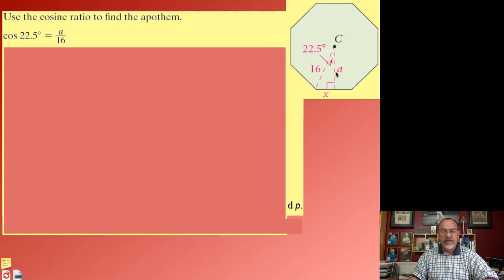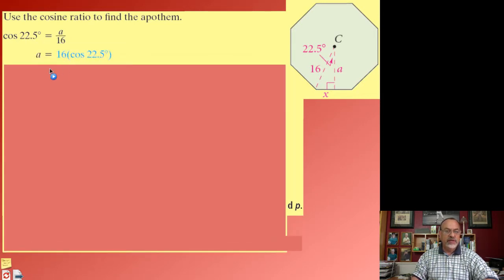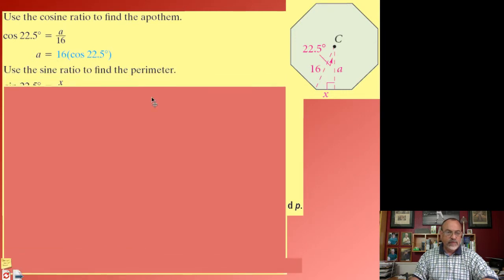So if we determine the value of A, which is the apothem first, the cosine will be the adjacent side, which is A, over the hypotenuse, which is 16. So this gives me my equation. So as I solve this, A is equal to 16 cosine 22.5. Now that is my apothem. And again, I don't want to calculate anything here. That represents my apothem, so we're going to leave it exact.